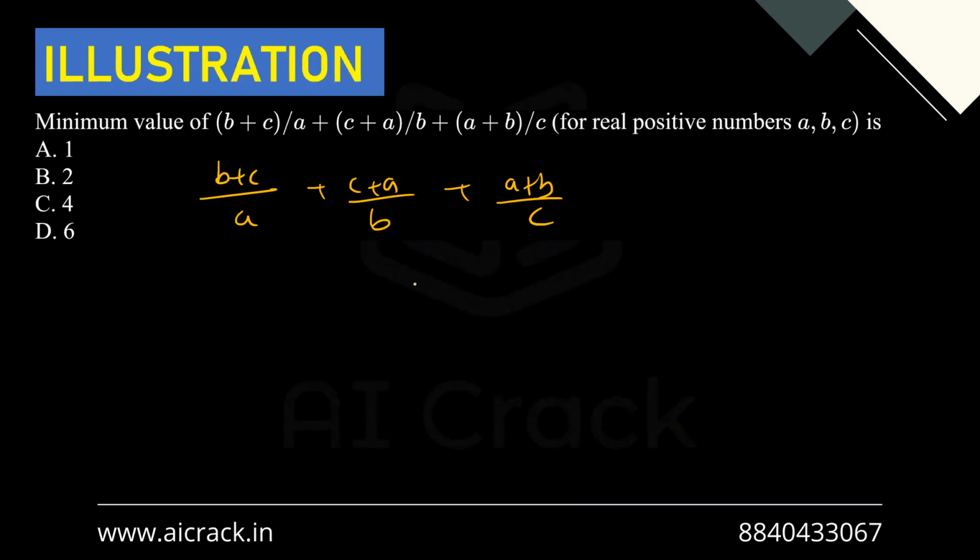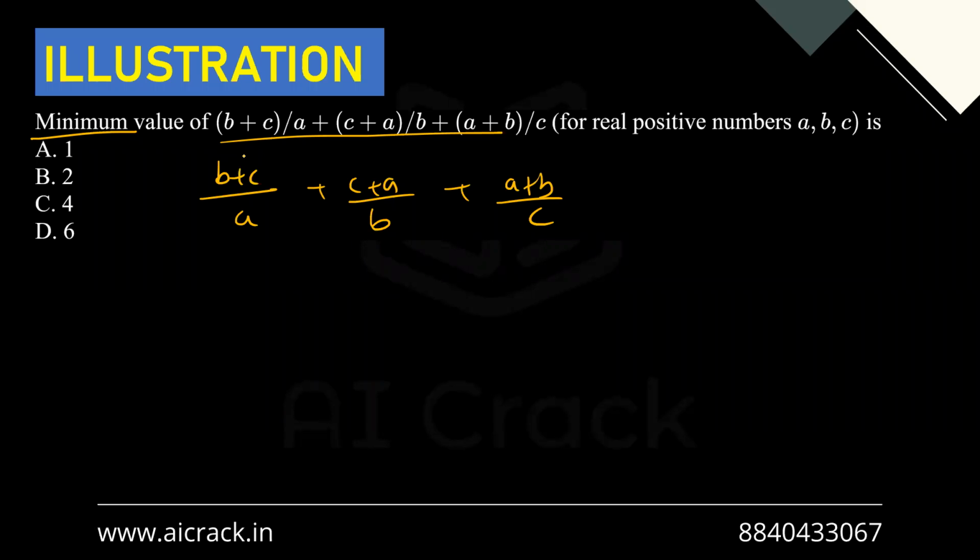Now I can clearly see that whenever we are talking about a minimum value and a summation, we have to use some kind of inequality. We'll see if we are using AM-GM or AM-HM or GM-HM inequality, we'll see what to use. But this trigger, minimum value of a summation, is giving us the hint that we have to use the AM-GM inequalities, right?